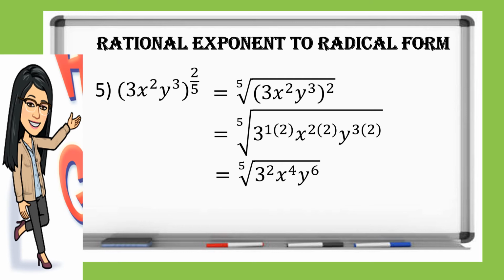x raised to 2 times 2, which is x raised to 4, and y raised to 3 times 2, which is y raised to 6. Then looking at the exponents, 2, 4, and 6 are not divisible by 5, which is our index, so we just need to simplify 3 squared. So the result will be the fifth root of 9x raised to 4, y raised to 6.